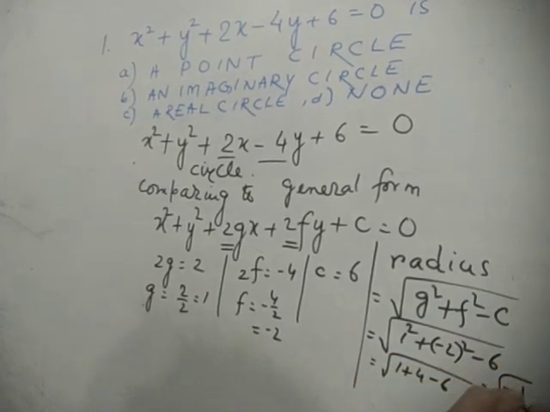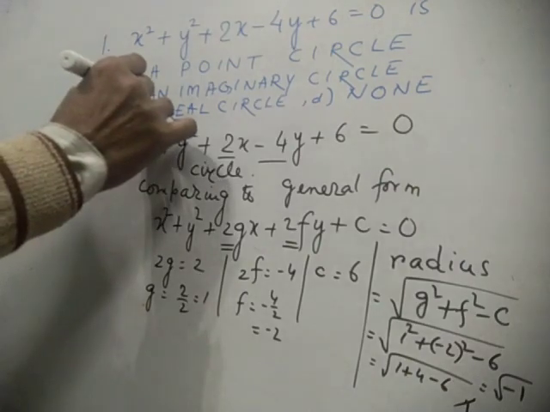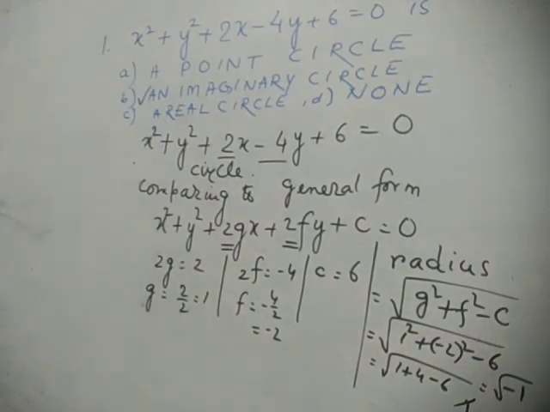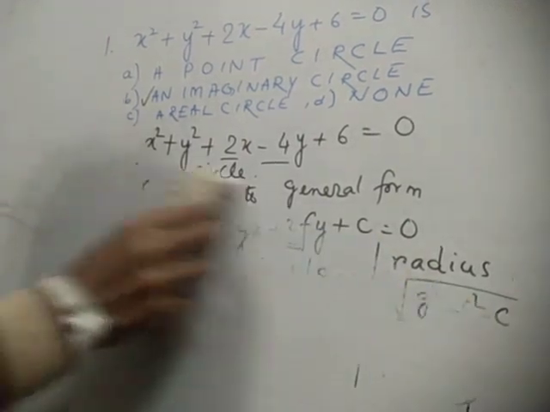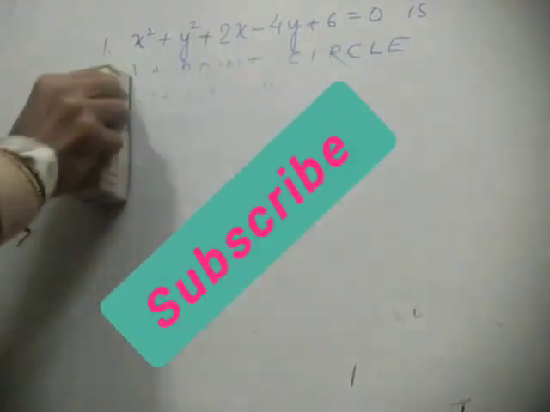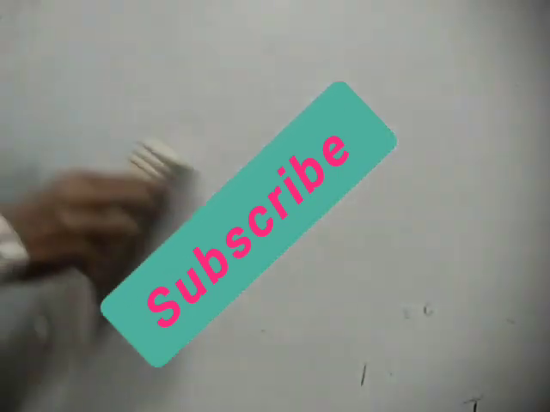So it is coming 1 plus 4 minus 6, 5 minus 6, minus 1. Under root, minus 1 comes, which means it is imaginary, so it's not possible. That means the radius is coming imaginary, so the circle is imaginary. Now we will move on to the next sum. If you have any doubt on this sum, you can ask me questions or send your doubts. Now we'll go to the next question.